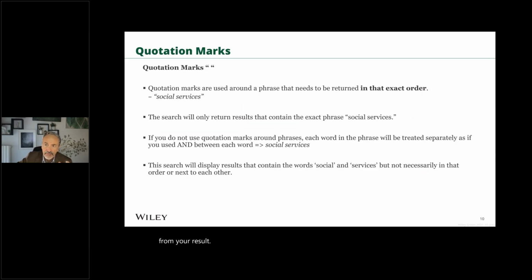Now, I talked about quotation marks. Quotation marks are used around a phrase that needs to be returned in that exact order. So it can be 2 words, it can be an entire phrase, doesn't matter. So in this case, "social services", the search will only return results that contain the exact phrase social services. If you do not use quotation marks around phrases, each word in the phrase will be treated separately as if you use AND between each word. So if you just put social services without quotation marks, the search will search social and services everywhere.